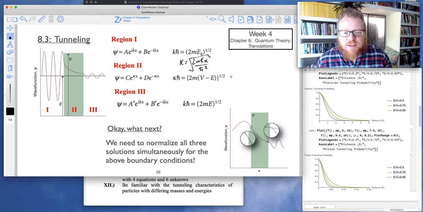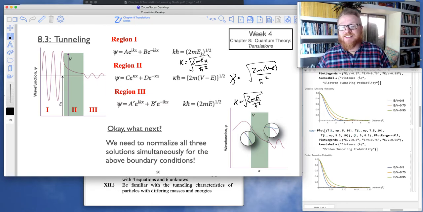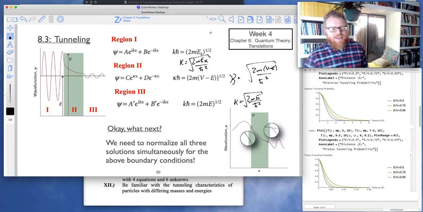Similarly, we use the letter kappa for region 2, and I could write that as the square root of 2m (V minus E) over h bar squared. And then we recognize this k right here is the square root of 2mE over h bar squared, where now this E will be different than this E_K. Okay? So what do we need to do now?